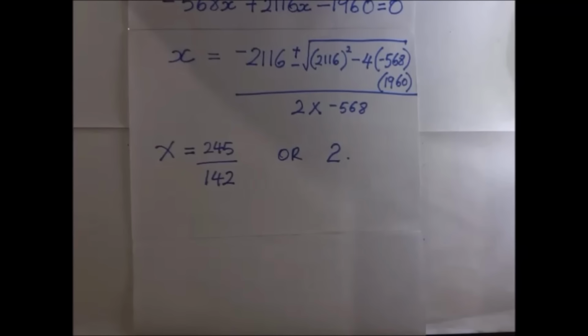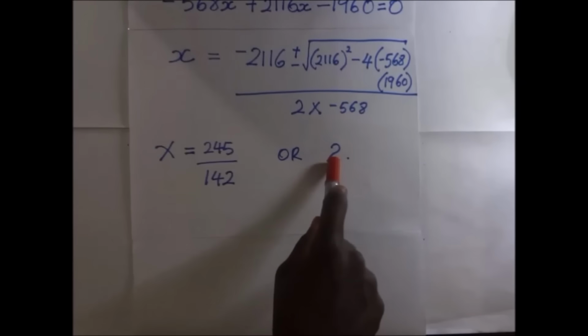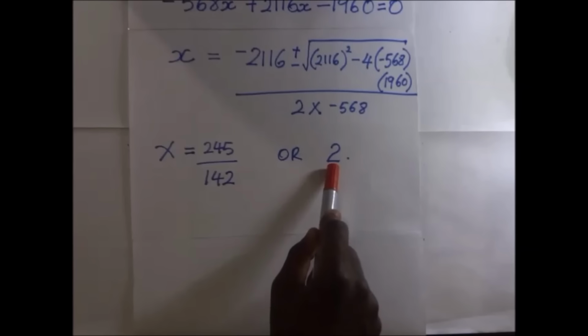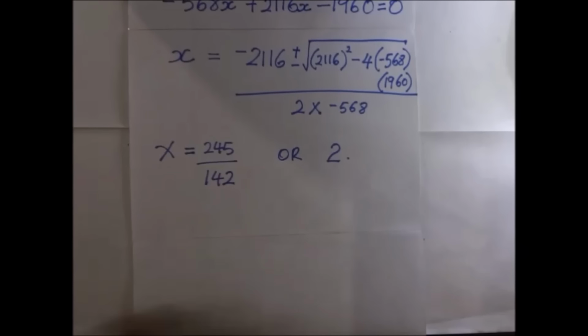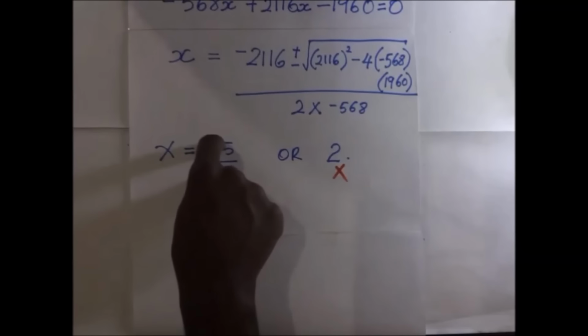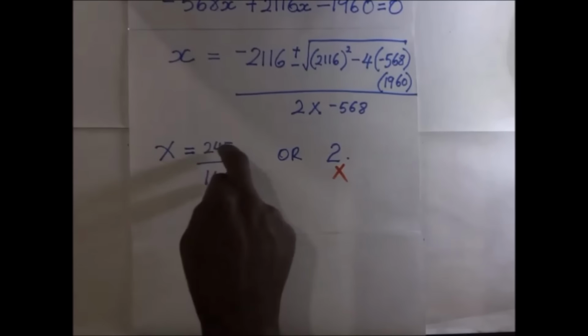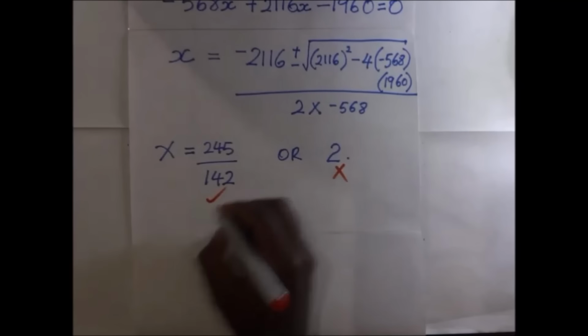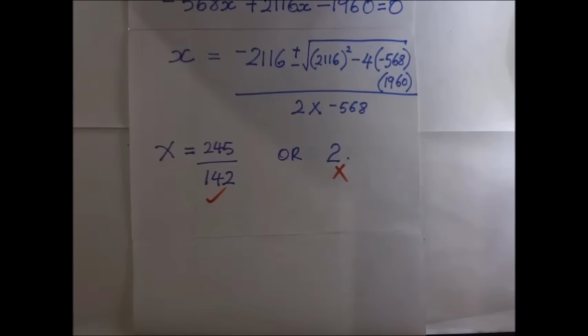So we test for our values of x. When we put 2 in our expression to see whether it is correct, we find that on the left hand side it's going to give us 1, on the right hand side it's going to give us 3. So this is not a solution. But when we test by putting in this figure 245 over 142, then it means this value of x is going to be consistent with our equation. So this is correct. So it means that our value of x there is 245 over 142.